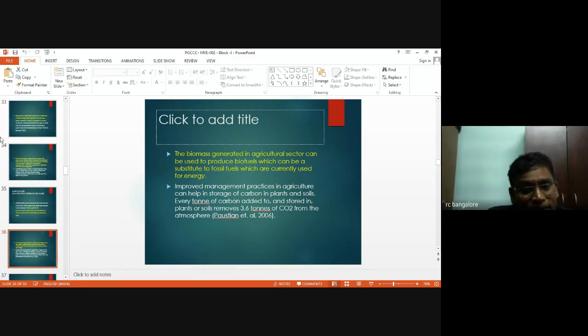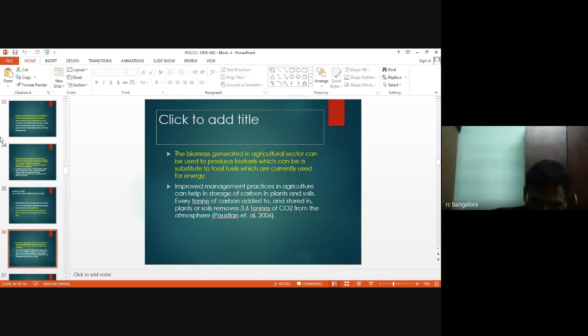Improved management practice in agriculture can help in storage of carbon in plants and soil. That means the plant utilizes the carbon, right? And every ton of carbon added to and stored in the plants or soil removes 3.6 tons of carbon dioxide from the atmosphere.